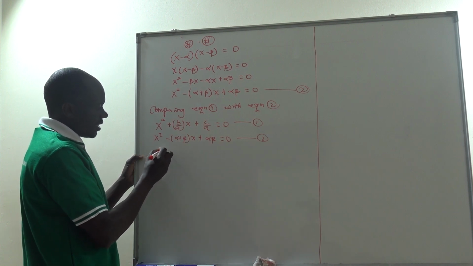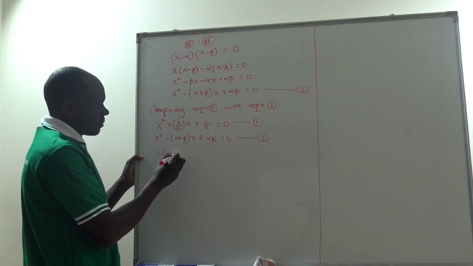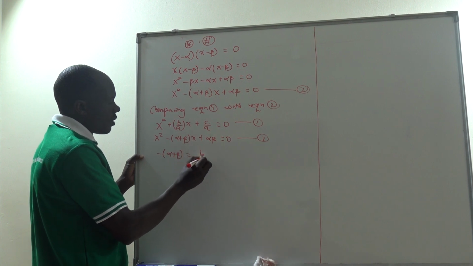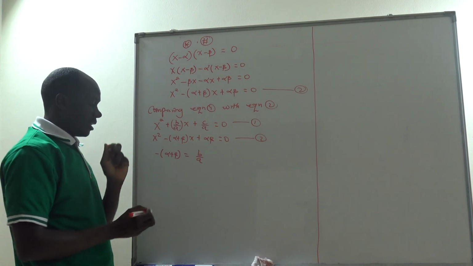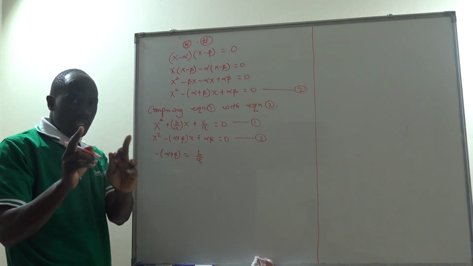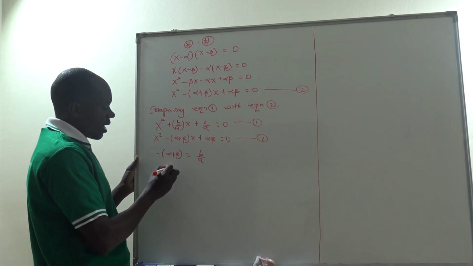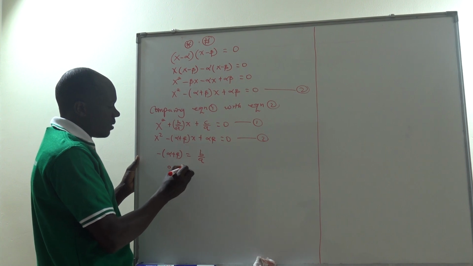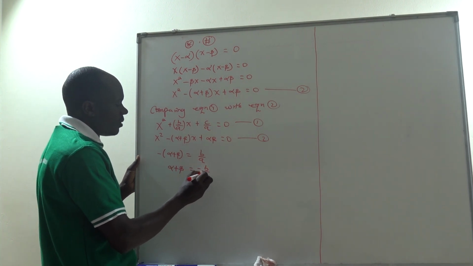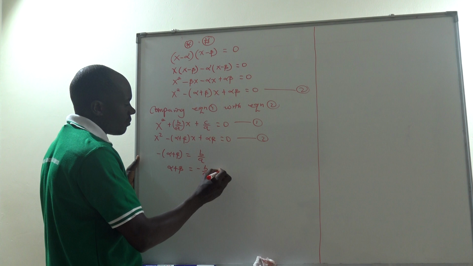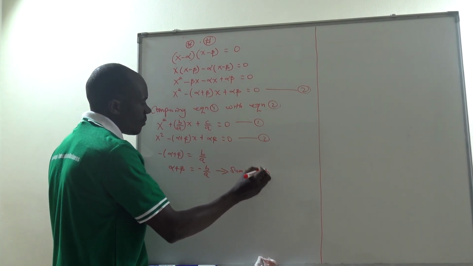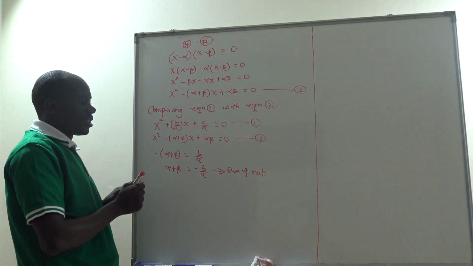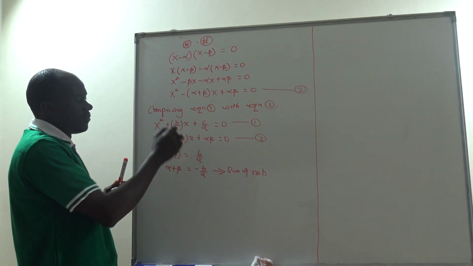So I've got negative into alpha plus beta equals b out of a. If we make alpha plus beta the subject, that means you're going to divide both sides by negative a. So we have alpha plus beta equals negative b out of a, which is termed as the sum of roots. So our sum of roots is given in terms of negative b over a.